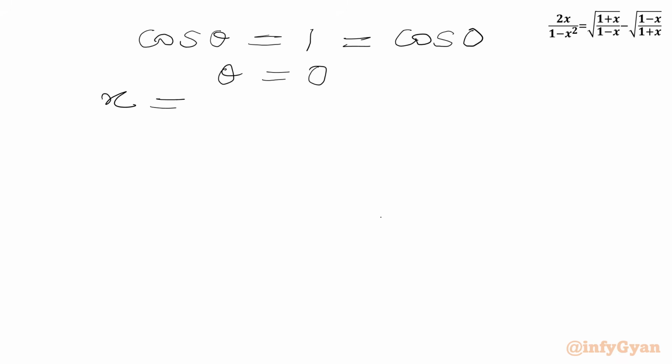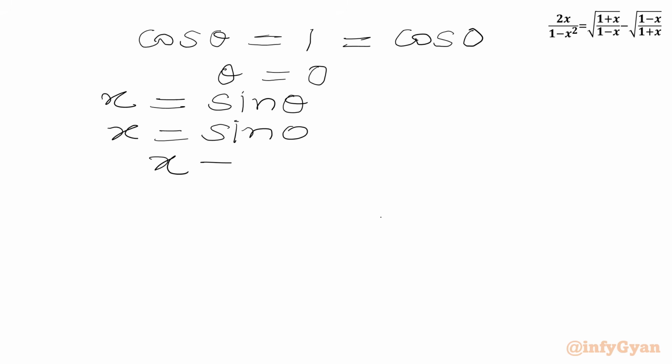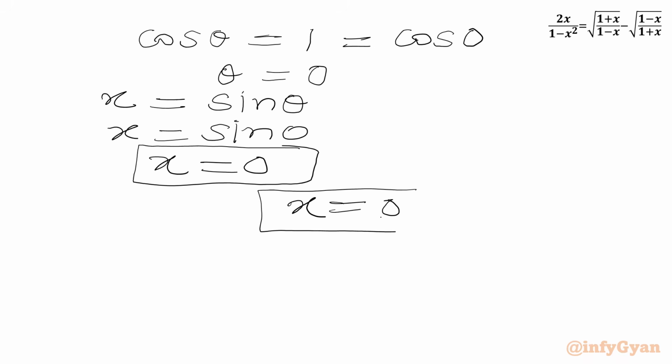Now our x is sine theta. So we can write equal to sine 0. So we are going to get x equal to 0 from the second equation also. So we have x equal to 0, the only real solution which will satisfy our radical equation. And this was method 1. Now we will use algebra. So let me write here M2, which is our method number 2.